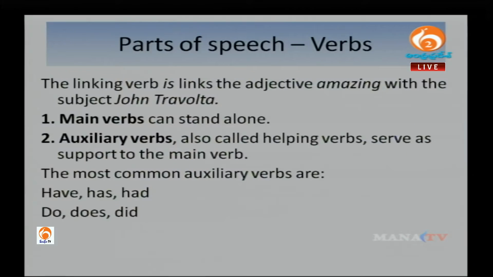That is a main verb. And then you have auxiliary verbs, also called helping verbs, right? Like I've said, these verbs serve as support to the main verb. The most common auxiliary verbs are have, has, do, does, and did; be, am, is, are, was, were, being, been. These auxiliary verbs can also be linking verbs. They could play different roles in different circumstances in the sentence.